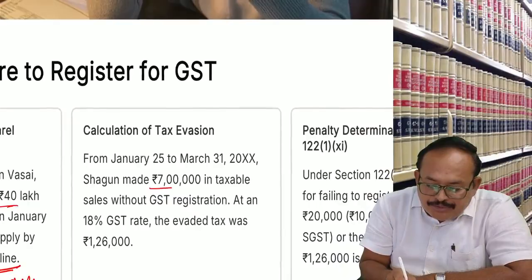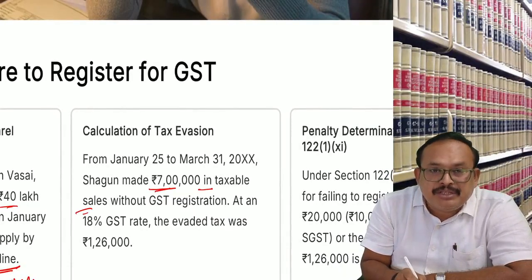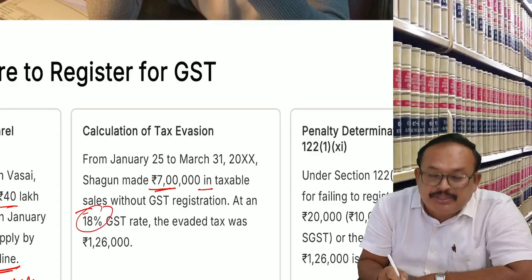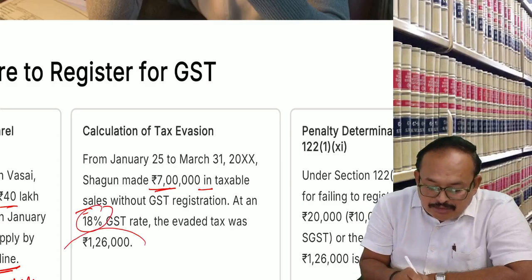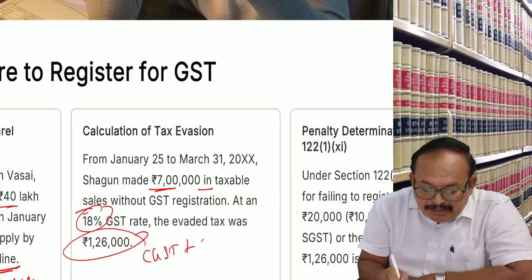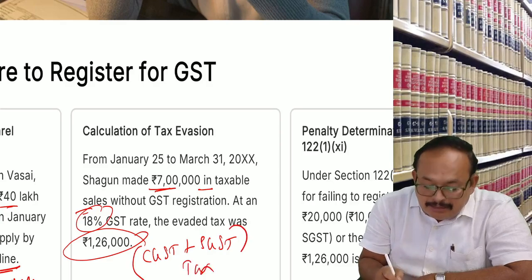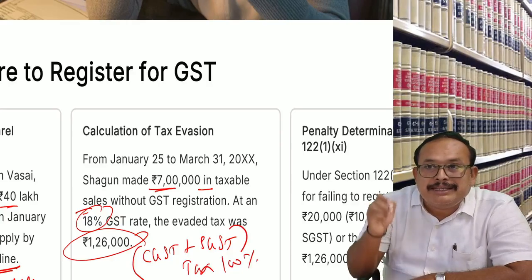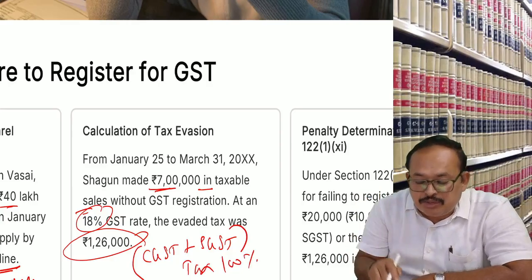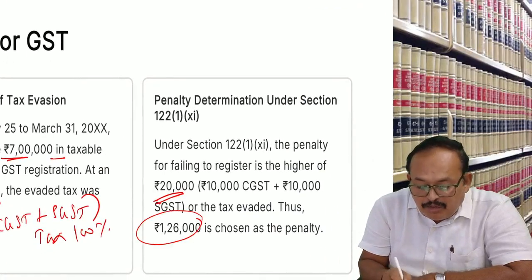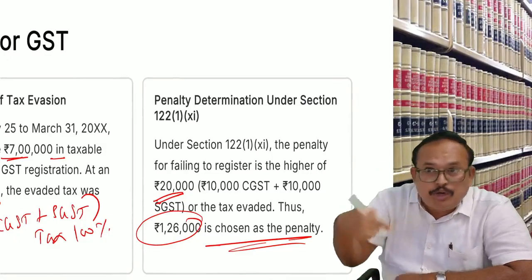7 lakh rupees in taxable sales. On 7 lakh rupees, 18% GST. How much comes? Quickly, 1 lakh 26,000 rupees is the total GST, CGST plus SGST, is the tax amount. Penalty is 100% of tax or 10,000 CGST, 10,000 SGST. Total how much? 20,000. Which is higher? 1 lakh is the penalty to pay. In addition to that, you have to pay the tax also.